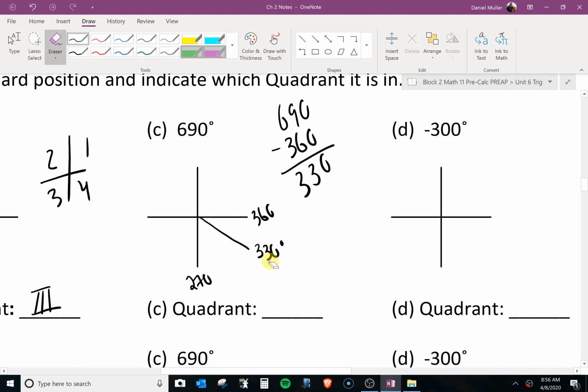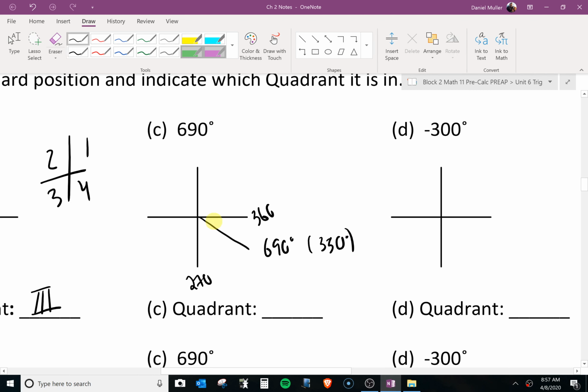But I don't actually need to do 330, do I? I actually need to do 690. So maybe what I'll do is I'll write 690 degrees, but then I'll put in brackets here 330 so I don't forget. Now, in order to draw 690, you can start here, do a full loop, and then do an additional. So it should look something like that. Now that is in quadrant 4.